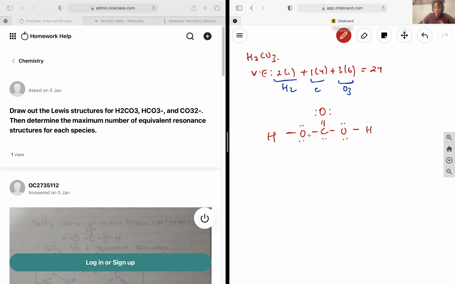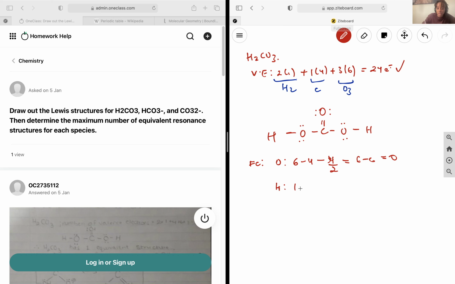And so let's see if we have our 24: 2, 4, 6, 8, 10, 12, 14, 16, 18, 20, 22, 24. So our valence electrons are all accounted for. Now let's check on our formal charge. On each of the oxygens, we'll have 6 minus 4 minus 4 over 2. And that's going to give us 6 minus 6, which is 0.